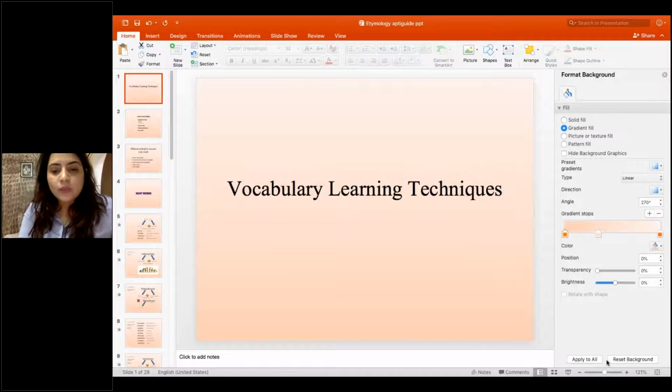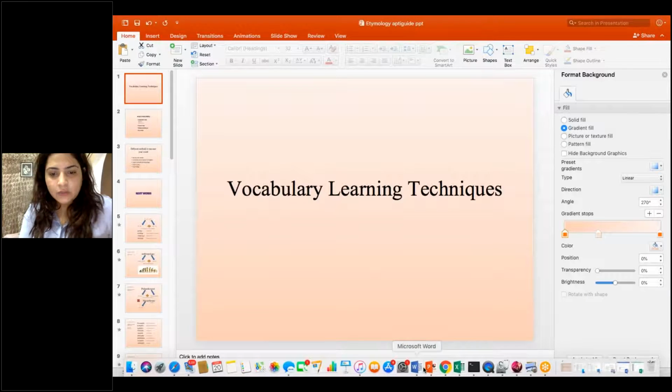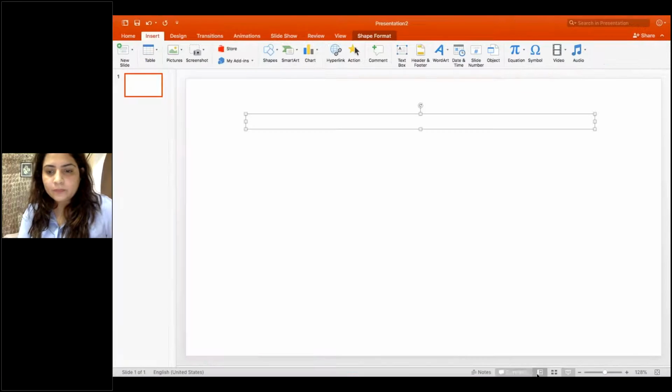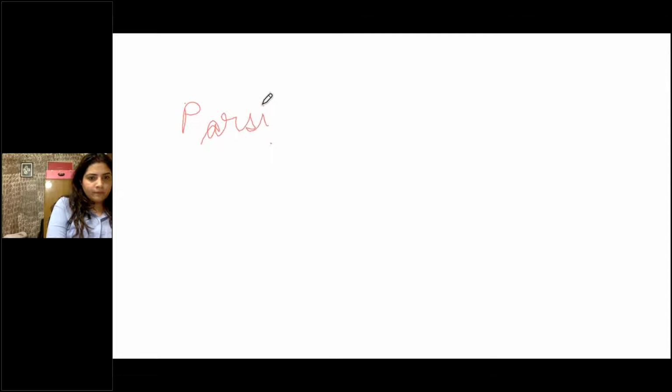So what we do today is vocabulary learning techniques. Before I do etymology, I'm going to teach you certain words. Let's just see this word. Parsimonious.